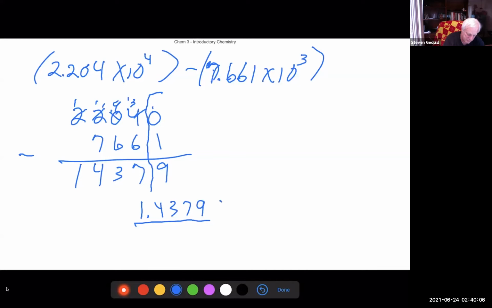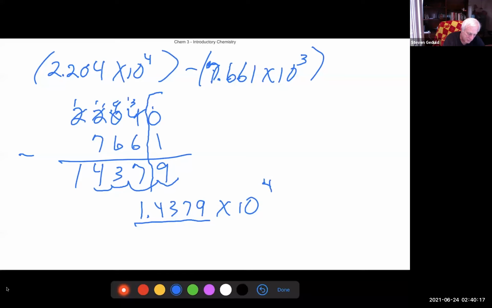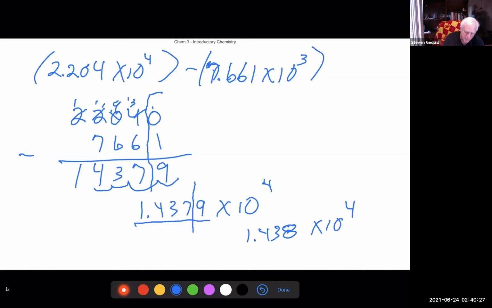So let's put it in scientific notation. I move this decimal from here to 1, 2, 3, 4. 1.4379 times 10 to the fourth. And we're only good to this place right here. So it becomes 1.438 times 10 to the fourth. Okay. Do you follow what I did, the significant digits? Yeah, okay, I get that. Okay, and that's what your answer would be. Thank you. Sure, no problem.